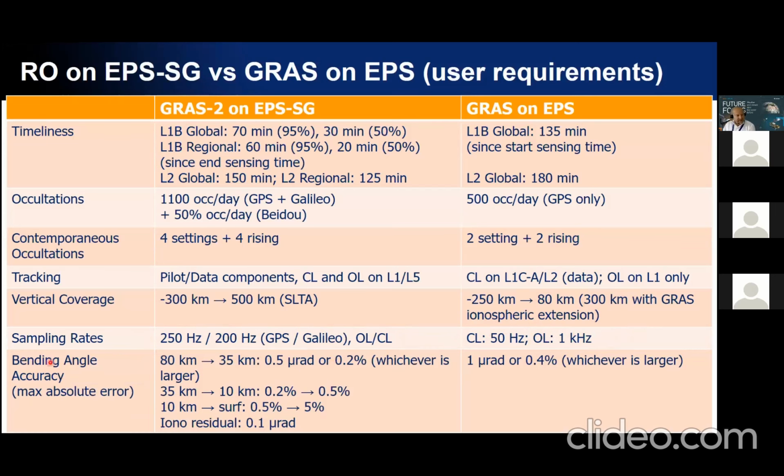But most important is the bending angle accuracy expected from the instrument and after the processing. In terms of maximum absolute error for ARO, we expect an accuracy of 0.5 microradians in the bending angle measurement, or 0.2% with respect to a ground truth, between 80 kilometers and 35 kilometers. Then the accuracy decreases a little bit going down to the surface, being expected to be 0.5% at 10 kilometers and 5% at the surface. For GRASS, the requirement on accuracy was 1 microradian.